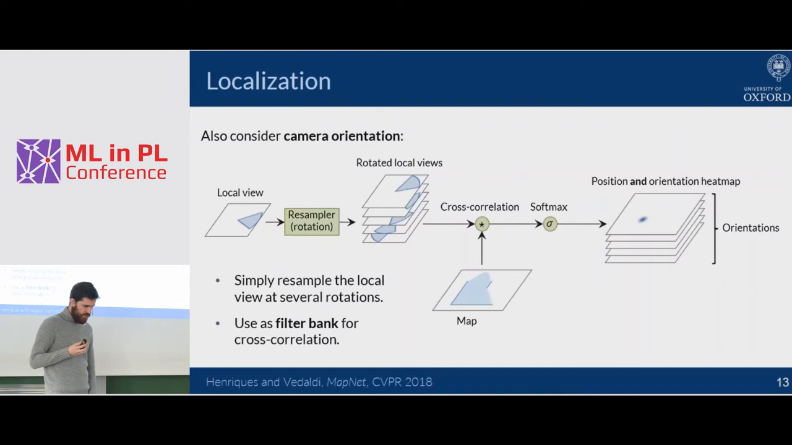To consider the orientation of the camera, as you rotate around, all you have to do really is consider rotated versions of the view that you just got. You see here on the left the local view, you essentially rotate it artificially, and you get this stack of rotated views at different angles. These are the possible views depending on the angle. If you now search for those with the same idea of using cross-correlation, then instead of just one map of positions, you get a stack of maps of positions, one for each orientation. That gives you a joint probability of being at each position and orientation at the same time. And that's all. It's just used as a filter bank. So it turns out to be pretty simple.